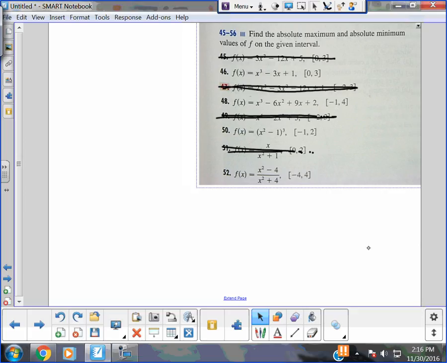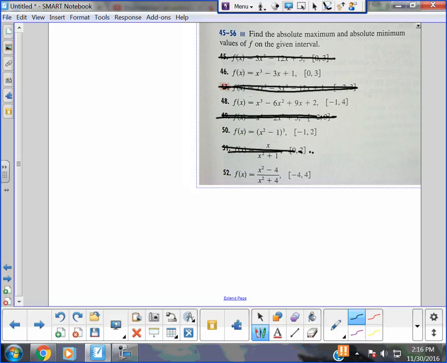Right, so we're going to do 46, 48, 50, and 52 on this one. It says find the absolute max and absolute min values of f(x) on the given interval. So everybody, this is the extreme value theorem.